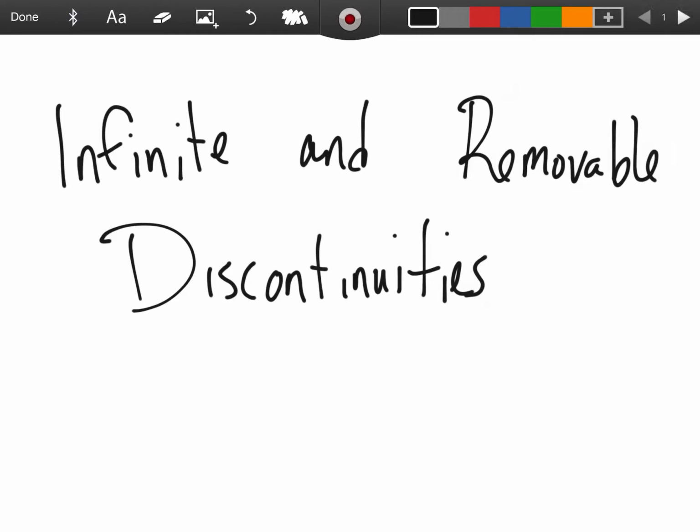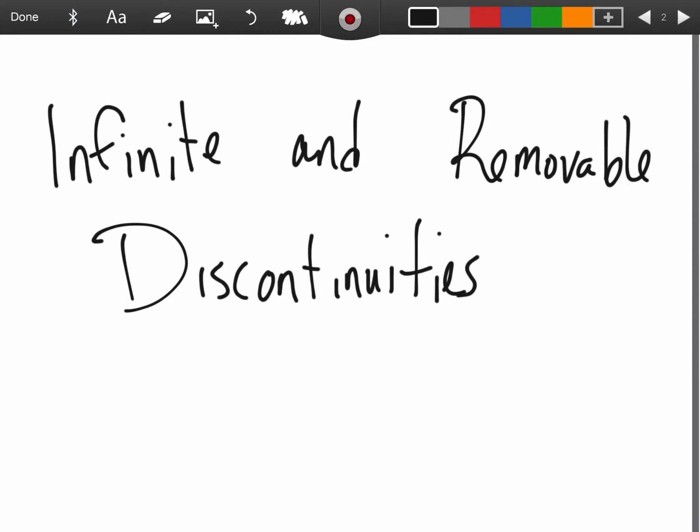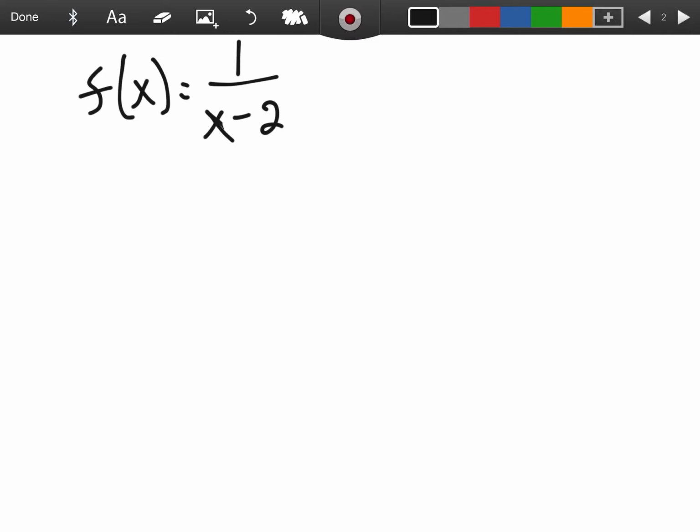All right, in this video, we are going to take a look at infinite and removable discontinuities and just some of the similarities and differences between the two. So when we look at these functions, or look at these discontinuities, we are really looking at rational functions, which is just those functions that appear to be a fraction. So for example here, this f of x equals 1 over x minus 2.